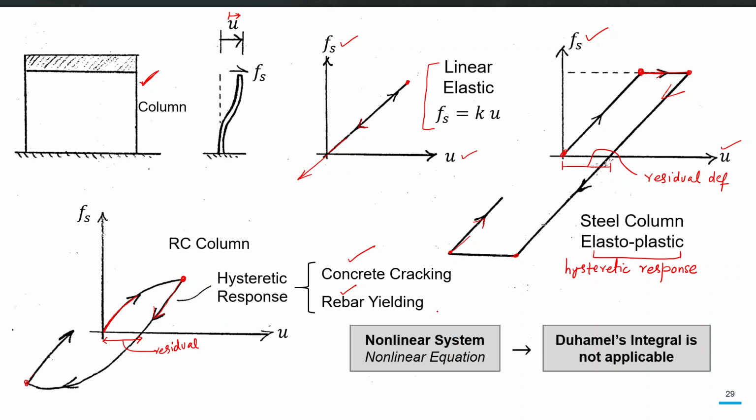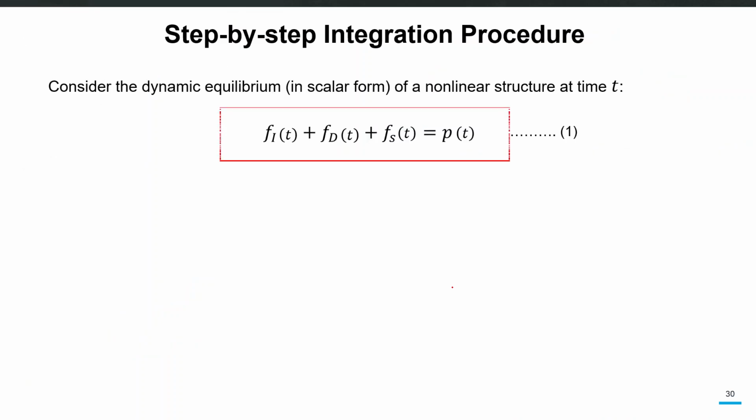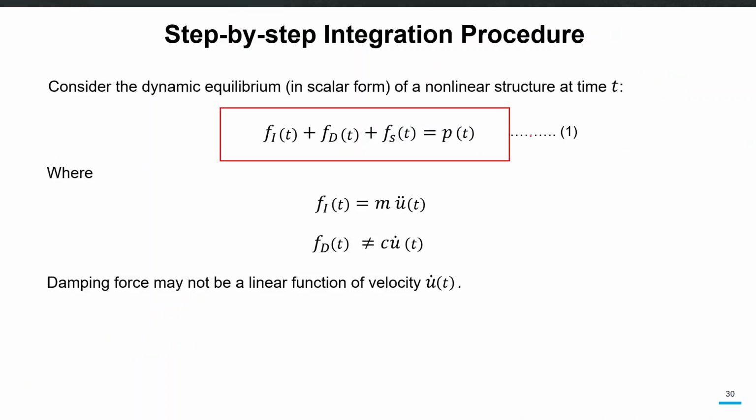So these kinds of structures, which are non-linear, the Duhamel integral is not applicable. Duhamel integral is based on the idea of superposition, which is only applicable to structures following Fs equal to Ku. These kinds of real structures may not follow Fs equal to Ku in certain ranges of their response, and therefore we need this step-by-step direct integration method for their solution.